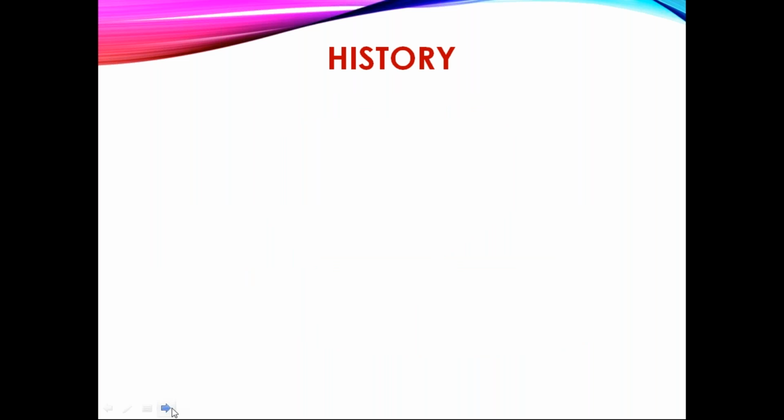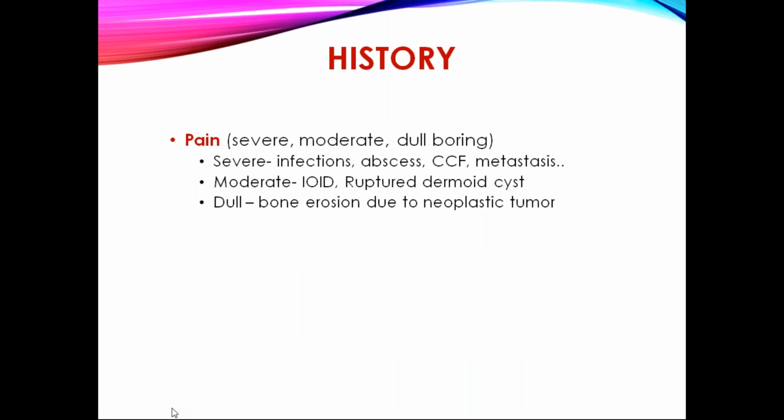So what are the important aspects in history you have to take? In history, you have to identify whether the patient is having pain or not. How is the pain? Whether it is severe pain, moderate pain, dull or boring pain. So for example, if patient is having orbital cellulitis, orbital cellulitis is nothing but infection of the orbit. When there is forward protrusion of the eyeball, the pain is usually very severe.